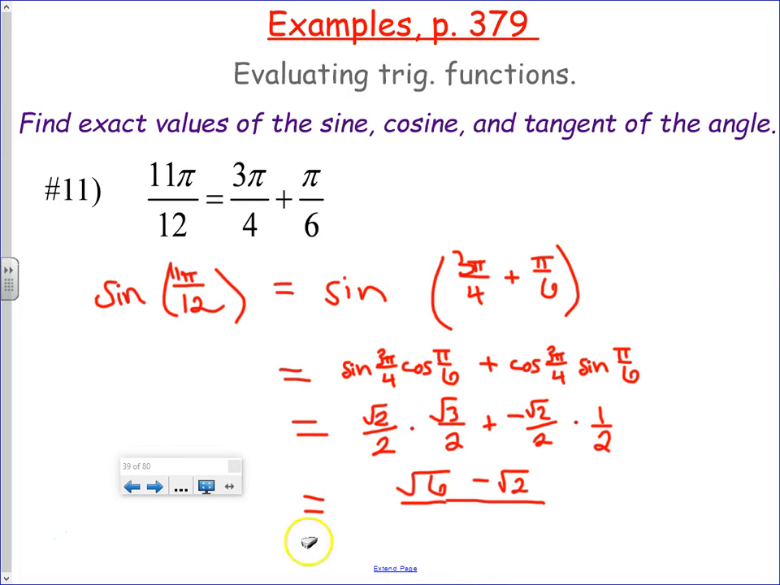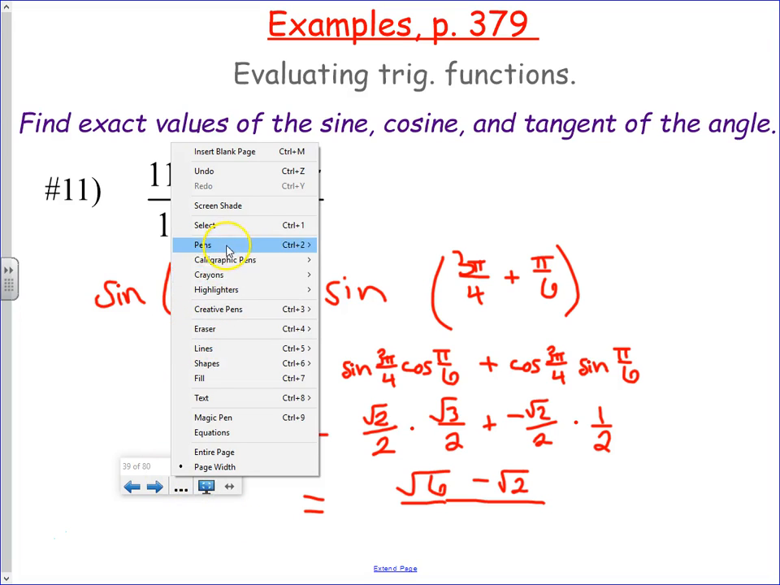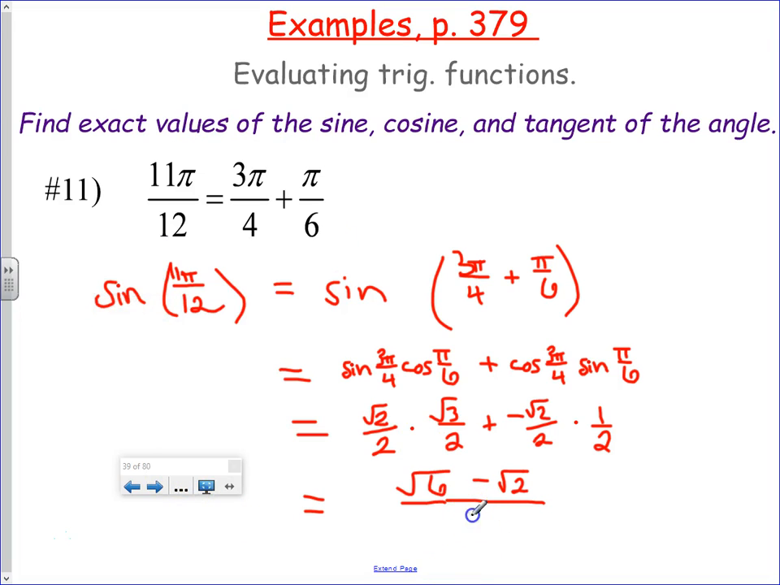Let's not do that. There we go. Now, some of you might think we can go further, but if we can't simplify square root 6 or square root 2, and they're not the same square roots, we're stuck. Nasty decimal. Okay?